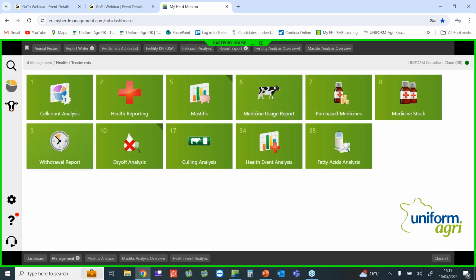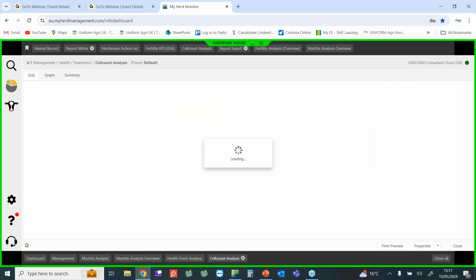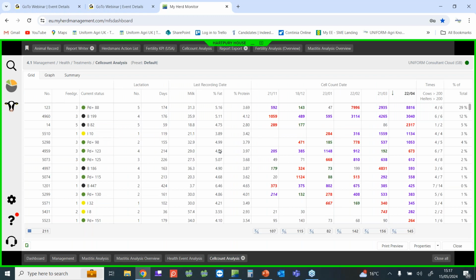Number 4 again, cell count analysis. So 4.1, and these are all numbered as well, by the way. So if this is new to you, you can search for a particular report as well as saving it as a favorite. So cell count report, very, very familiar. It does what it says on the tin. We've got the latest recording here, and you can see by the arrow, this is the order in which they are in, so descending cell count order.